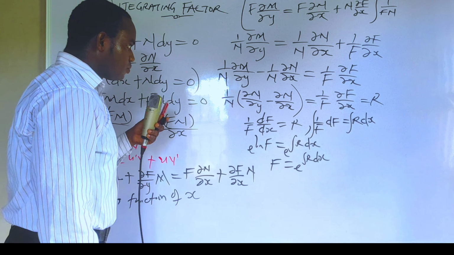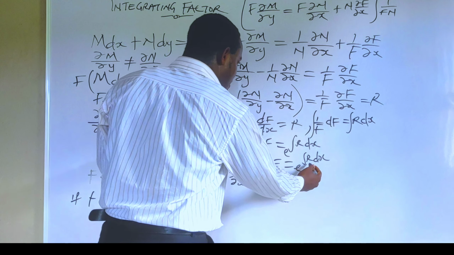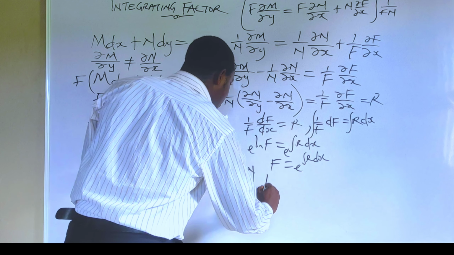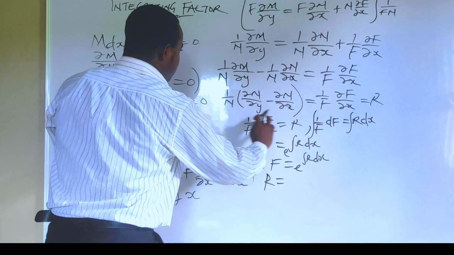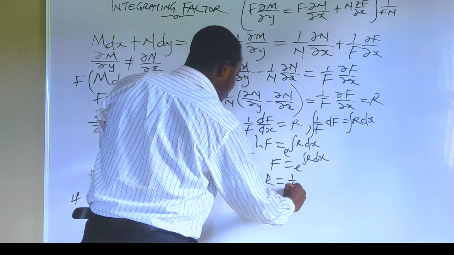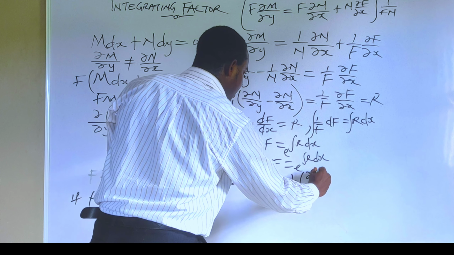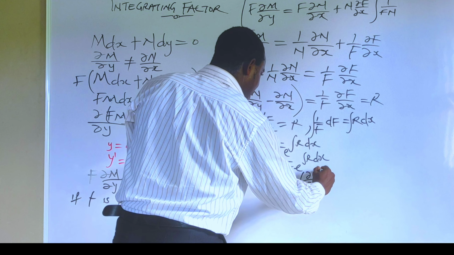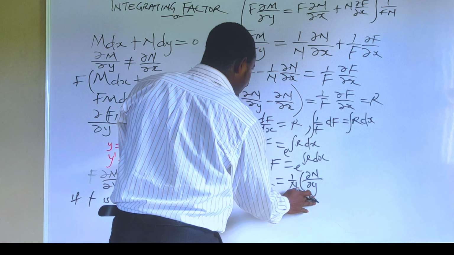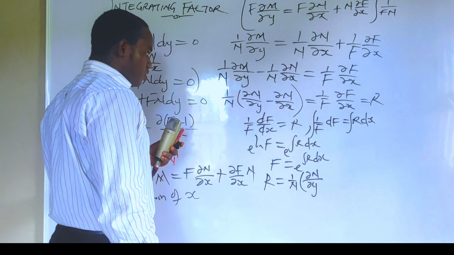Now, you'll notice we have r in here. What is this r? This r is everything right here. And that is 1 over n into partial n, partial y, partial n, partial x.